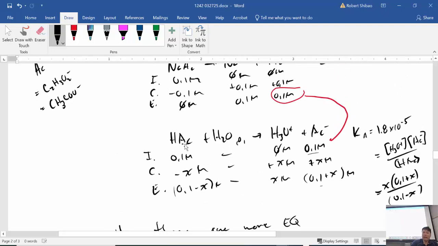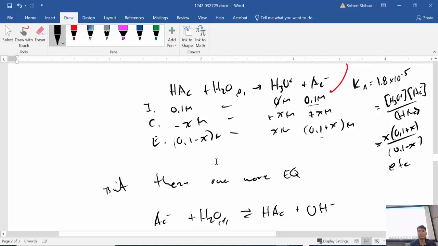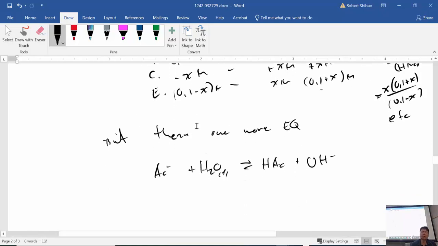Why am I ignoring acetate's collisions with water? I have acetic acid's collisions with water, but I have plenty of acetate in there. In fact, I have equal amounts of acetate and acetic acid. So why am I ignoring acetate's collision with water? And what would you tell me the answer is? I already solved for it, right? I already solved for it. This would be redundant.